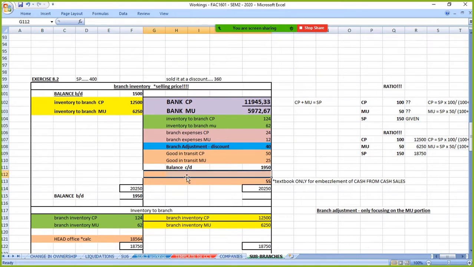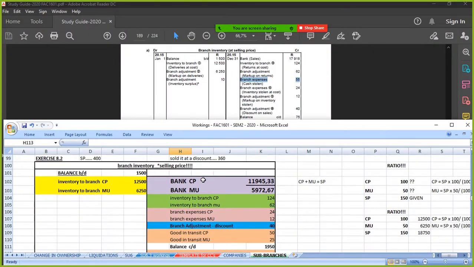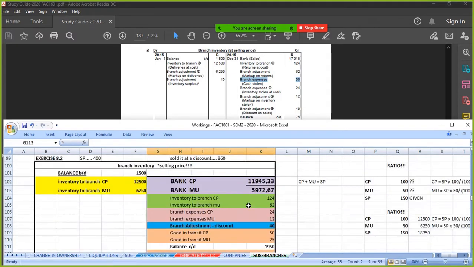Okay, so delete that. This is going to be recorded. What does the textbook say? It's going to be recorded as part of the branch expenses. Yes, that's the embezzlement. If we go back to the solution, branch expenses is what they're also showing here, so that's fine. So this would be branch expenses. Okay, there's my 55.